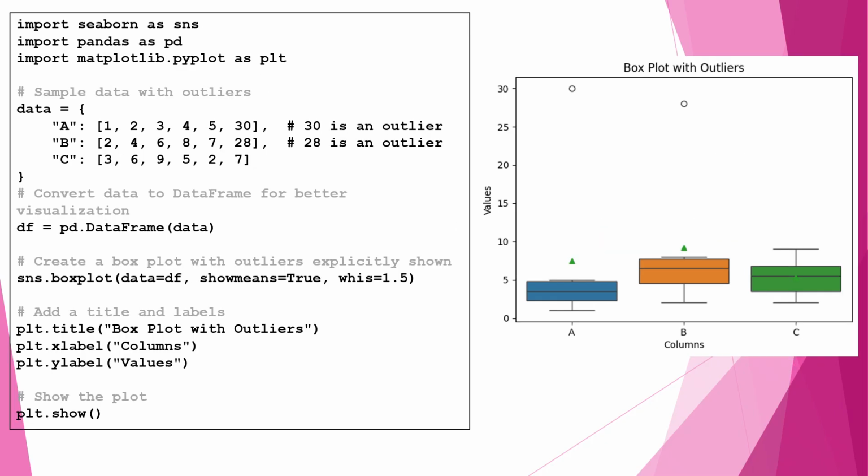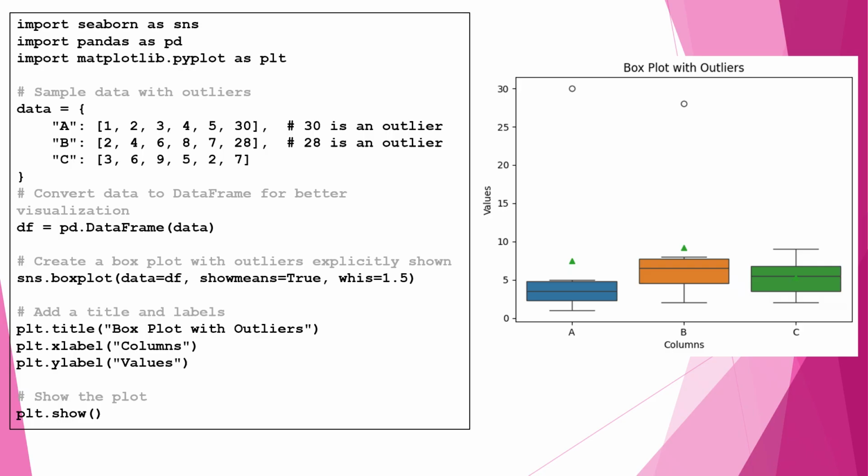This code demonstrates how to create a box plot in Seaborn that clearly highlights outliers in the dataset. First, sample data is defined where some values like 30 in column A and 28 in column B act as outliers. The data is then converted into a pandas data frame for easier handling.